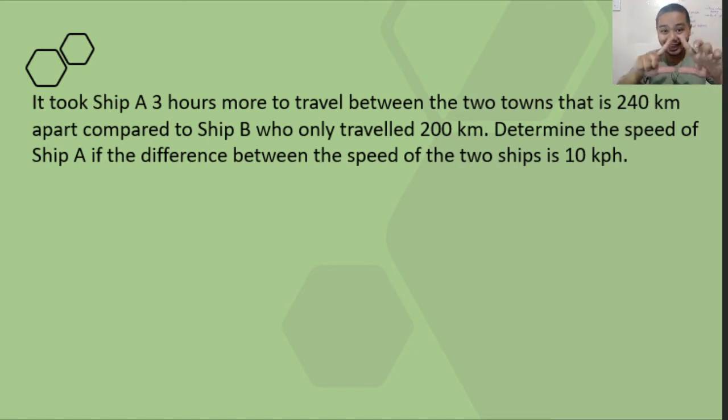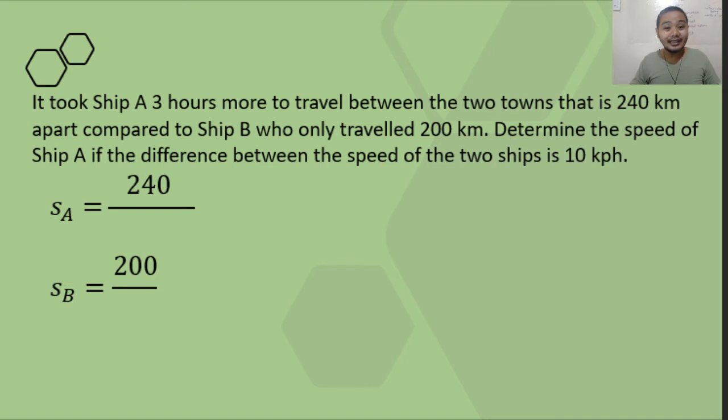So, kung natatandaan ninyo yung triangle kanina, pag pinag-minus natin, ang makukuha natin is 10, we are subtracting the 2 speeds. Okay? So, ibig sabihin, let us identify ano yung speed ng A at ano yung speed ng B. Paano ngayon yan? Di ba yung speed is equivalent to distance over time. So, si ship A, yung kanyang distance is equivalent to 240. Tapos si ship B naman, yung kanyang distance naman is 200.